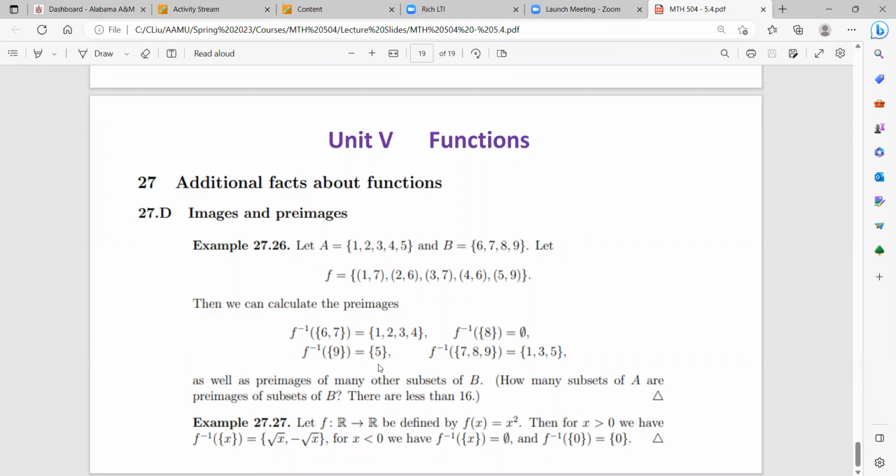So you should always write the answer in set notation. So that's why you need parentheses. If you just put a 5 in here without parentheses, that's not right. You should write in sets, okay?